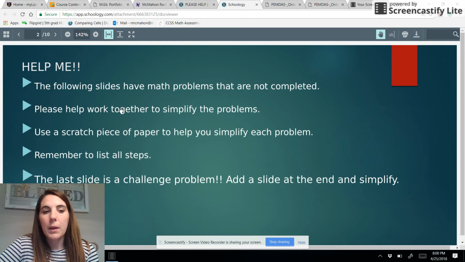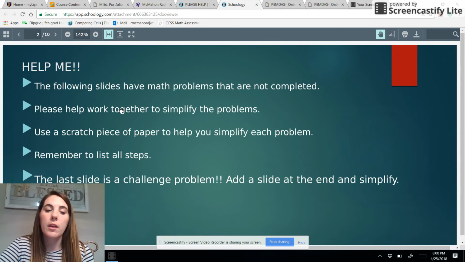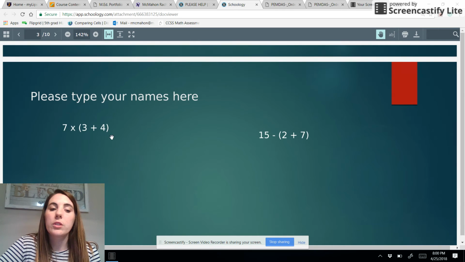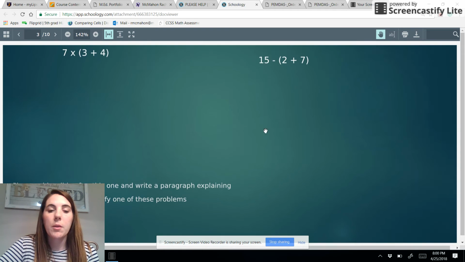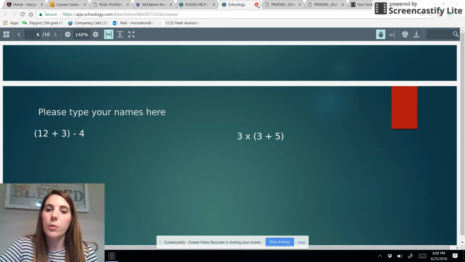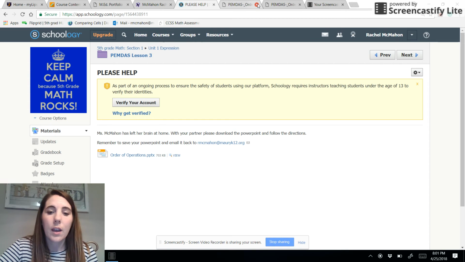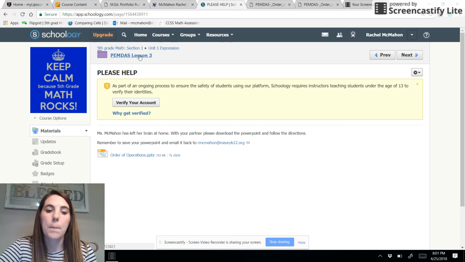So it says, help me. The following slides have math problems that are not completed. Please work out the math problems and simplify. If they need scratch paper, they can use one. There are going to be problems on each slide, so they're going to have to solve each problem. Then they're going to have to pick one of the problems they solved and write a paragraph about it. There are about 5 or 6 problems on here, and then they're going to have to do a challenge problem. They're going to have to save it and send it back to me in an email. And so that's another way I can take an assessment grade to see if they're actually gaining the concept or not.